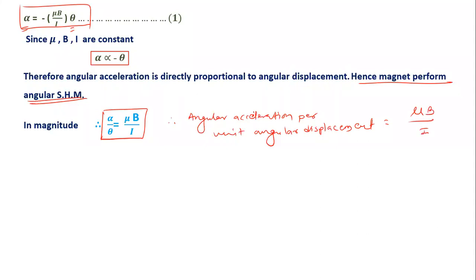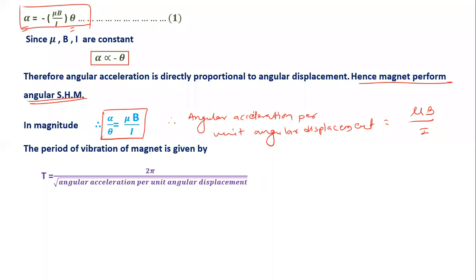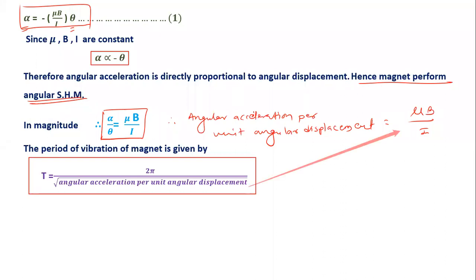And by using that, we can find out the period. Period is given by a formula. You can see the formula of period: 2 pi upon the square root of angular acceleration per unit angular displacement. Now let me substitute this term, angular acceleration per unit displacement, in this formula of period. Then we get T is equal to 2 pi under root theta upon alpha, where alpha upon theta means this angular acceleration per unit displacement.